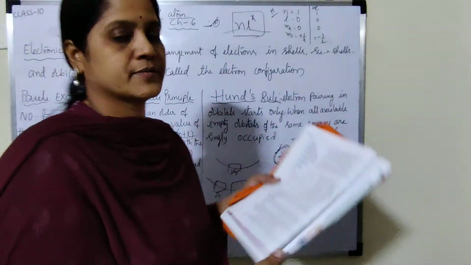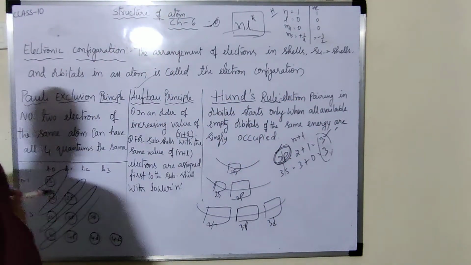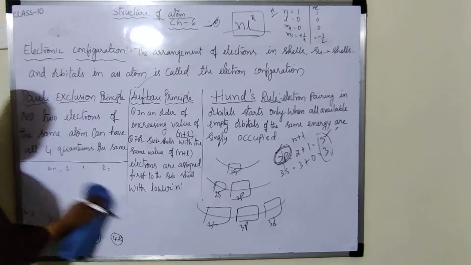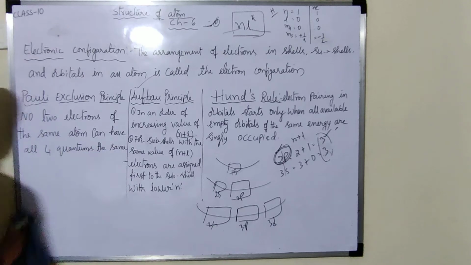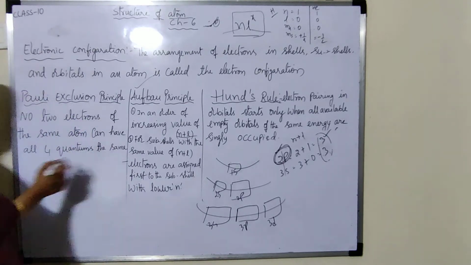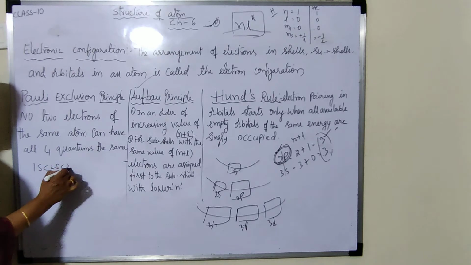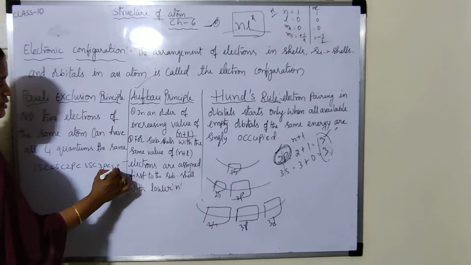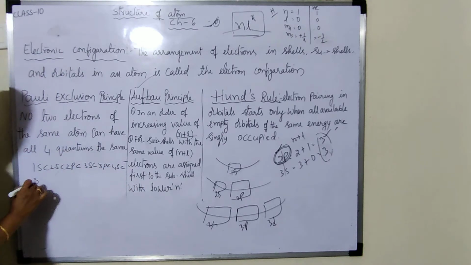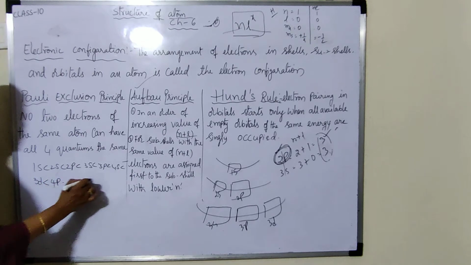Very important. Now, by using this principle, according to the Aufbau principle, we have 1s less than 2s less than 2p less than 3s less than 3p less than 4s less than 3d less than 4p, like that we have.